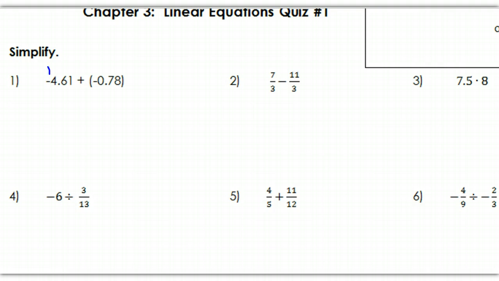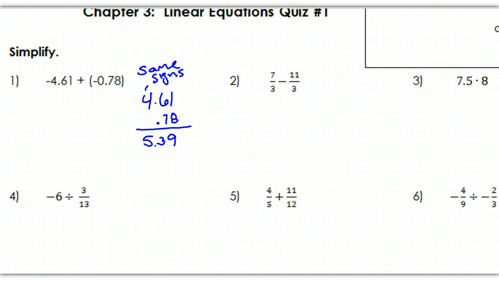So in number 1 we have both negative signs here. When the signs are the same, we're actually going to be adding the absolute values of the numbers. So we're going to add up 4.61 and 0.78, lining up your decimals there. When we do that, we get 9, 6 and 7 is 13. Carry the 1 and we get 5.39.